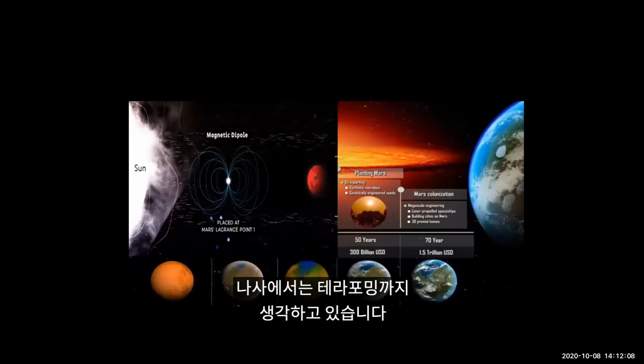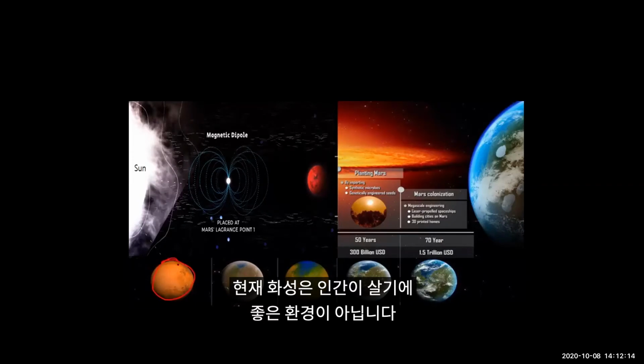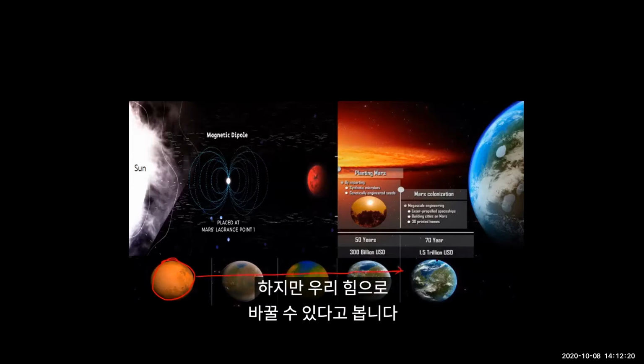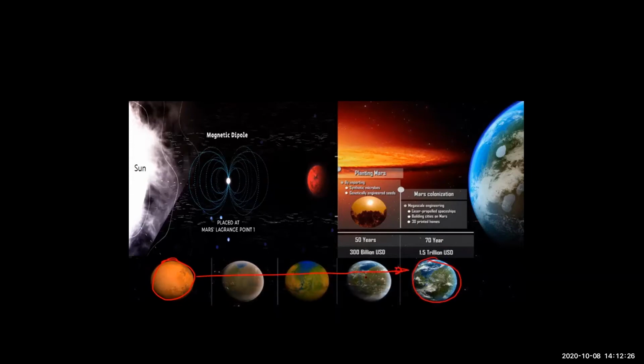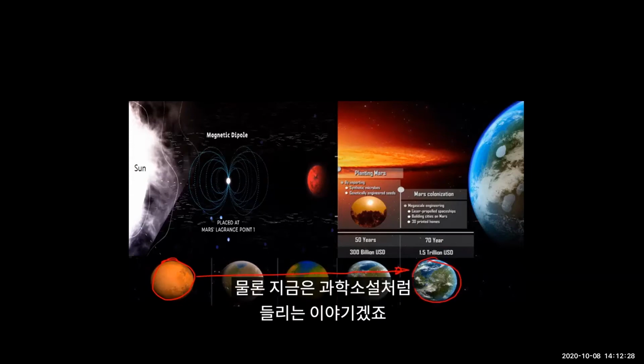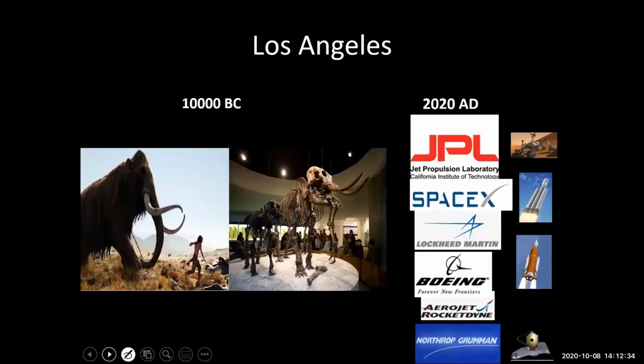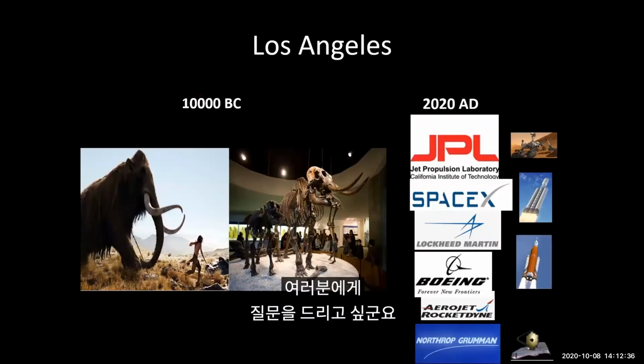NASA is even thinking about terraforming. This is terraforming. Now Mars is very uninhabitable at this point for humans, a very hostile environment. But I think we could bring this one back to life. We could terraform Mars so that it's a living, habitable environment like Earth. I know it sounds like a science fiction story, right? So you wonder, is it possible? I'd like to ask you this.